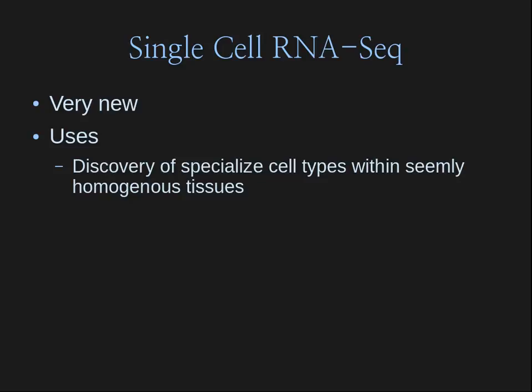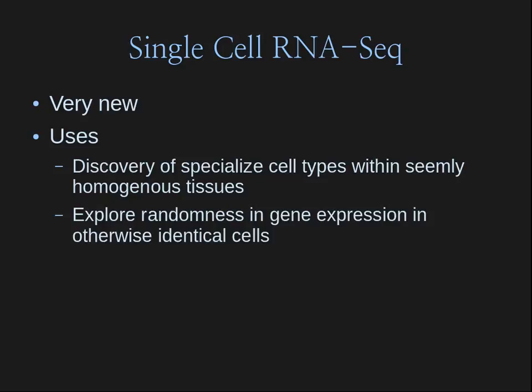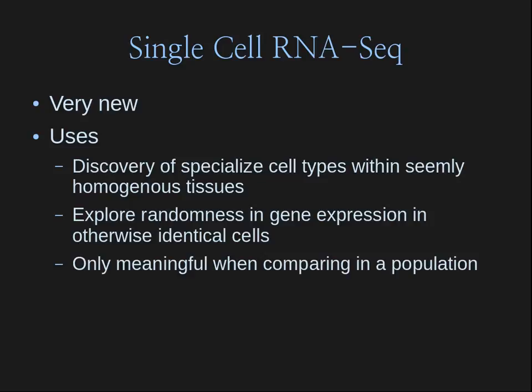expression of a few proteins, we consider some certain cell types to be fairly homogeneous. It actually turns out that we are now finding that they are not, that there's lots of cryptically specialized cells within seemingly homogeneous tissue, which is interesting. Also, even in what you expect to be the same tissue and fairly homogeneous cells, we're seeing somewhat randomness in gene expression between otherwise identical cells, which is really interesting as well.